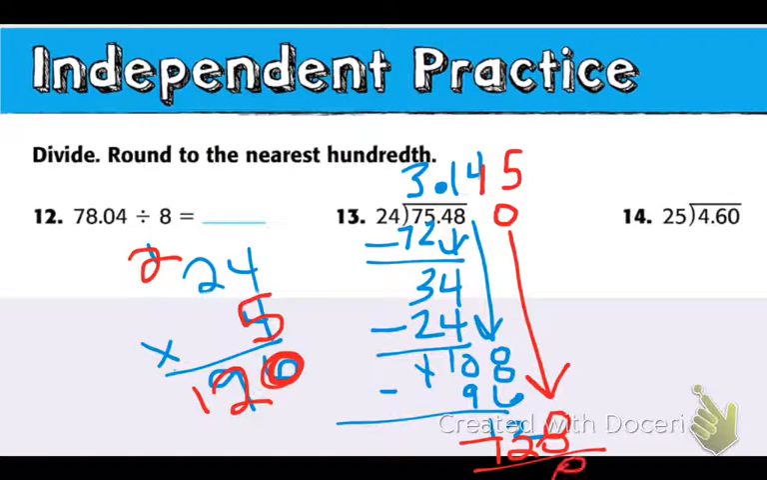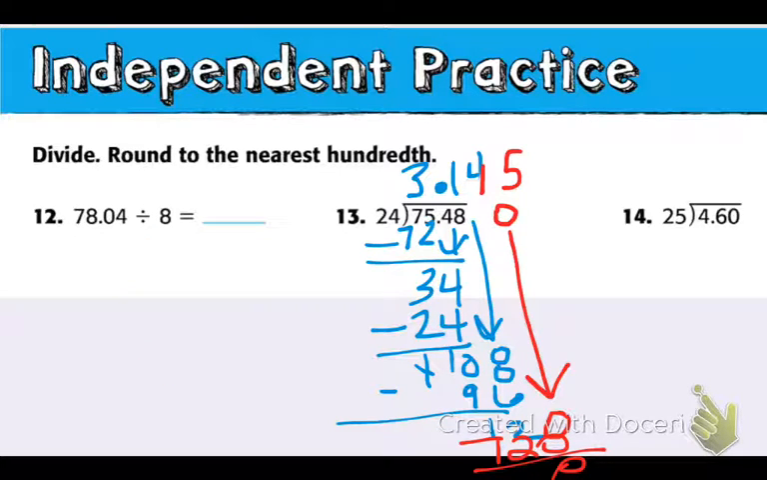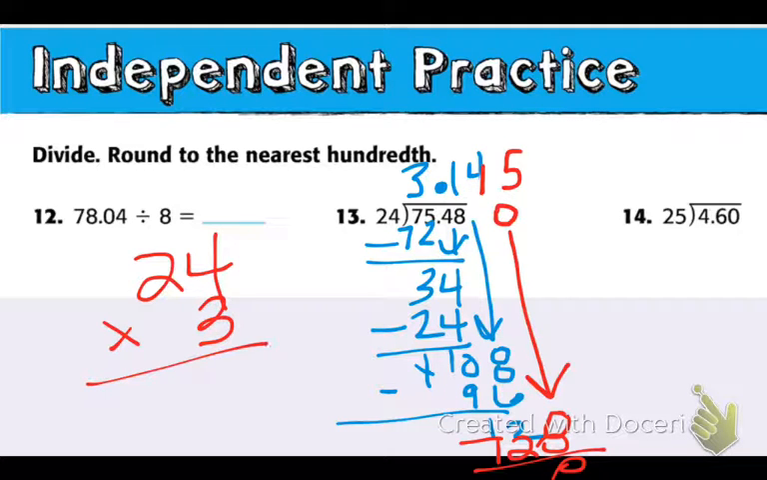There's nothing left. All right, Bobcats, we know that we better check and see if our answer makes sense. Is it reasonable? Well, I'm going to take the 24 divisor, the number of groups, and I'm going to go ahead and multiply by 3 and see if I get something close to 75. Well, 72 is close to 75. The answer is 3 and 145 thousandths.